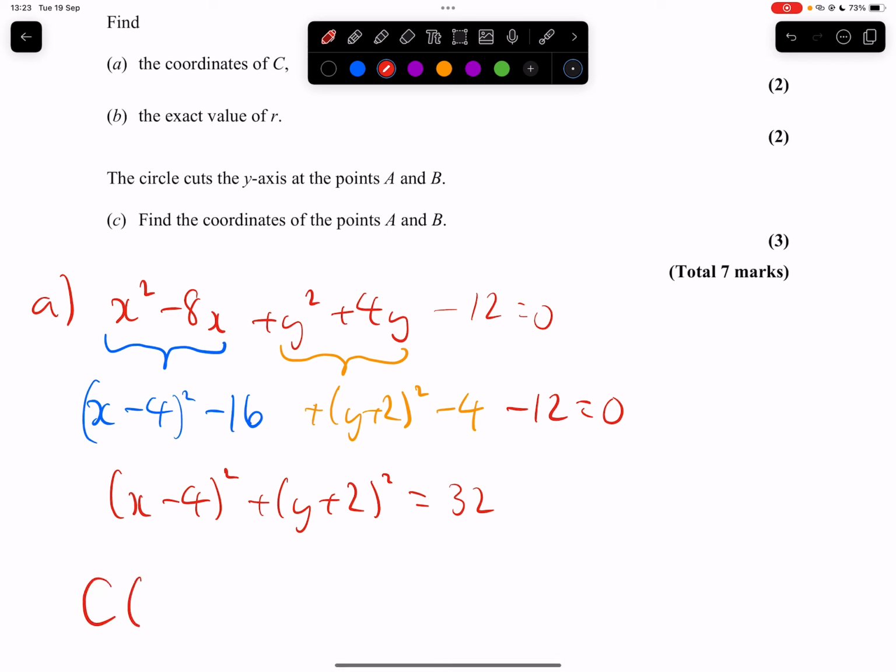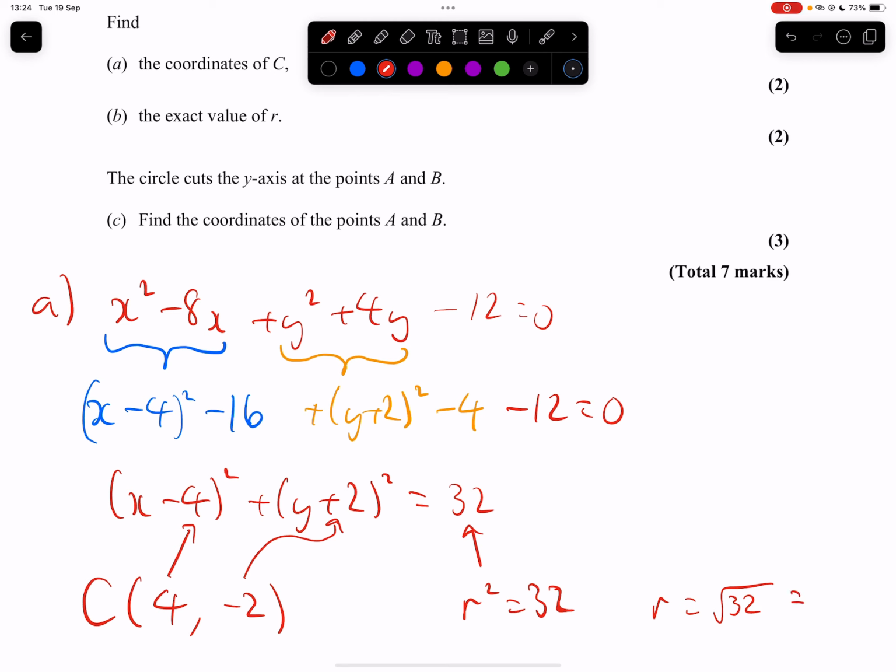So the centre of our circle is to do with these two values, but you swap the signs. So it's 4 and minus 2. Our radius squared is equal to this value, 32. So when we root it, you'd get root 32. It doesn't say it here, but if it said to simplify it, that would be 4 root 2.